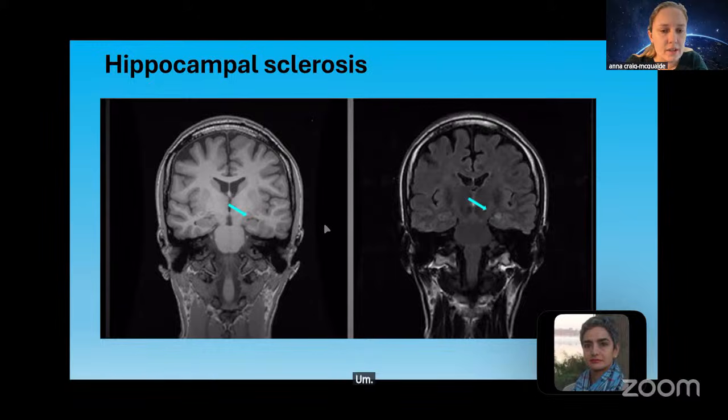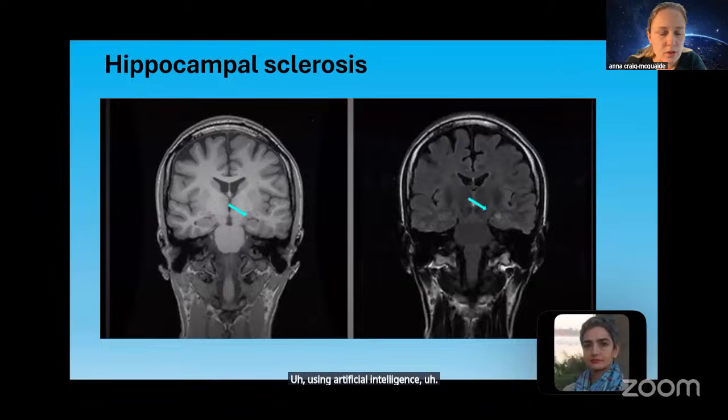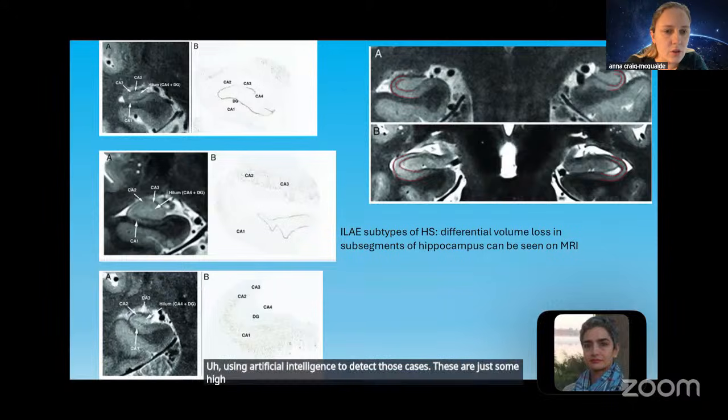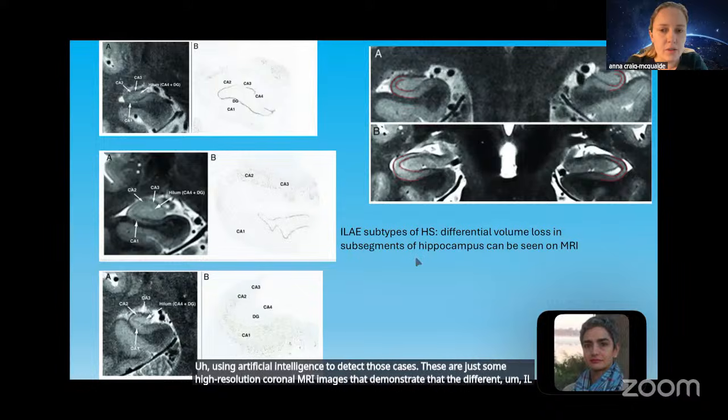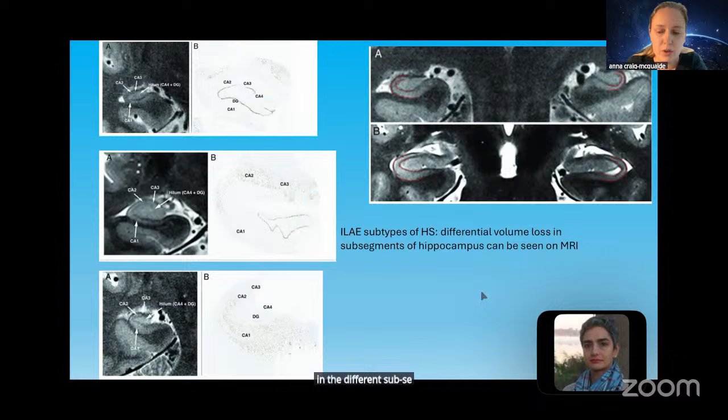And in some cases, hippocampal sclerosis can be bilaterally symmetrical in sometimes up to 15% of cases, which makes diagnosis more difficult to the naked eye because there isn't that striking asymmetry. And there's some interesting work about using artificial intelligence to detect those cases. These are just some high-resolution coronal MRI images that demonstrate that the different ILAE subtypes of hippocampal sclerosis can be nicely differentiated on MRI imaging based on differential volume loss in the different subsegments of the hippocampus.